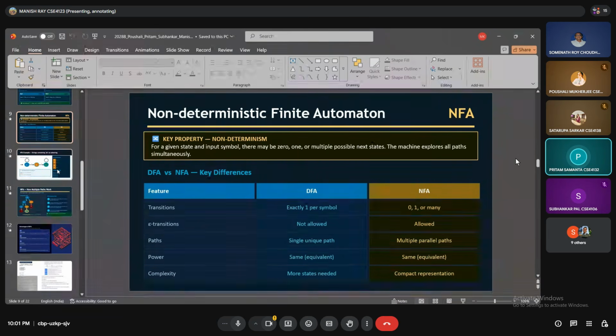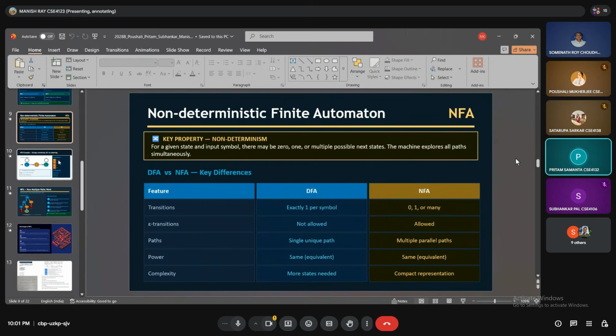Non-deterministic finite automata. Key property: for a given state and input symbol, there may be 0, 1 or multiple possible next states. The machine explores all paths simultaneously. Key differences between deterministic finite automata and non-deterministic finite automata.